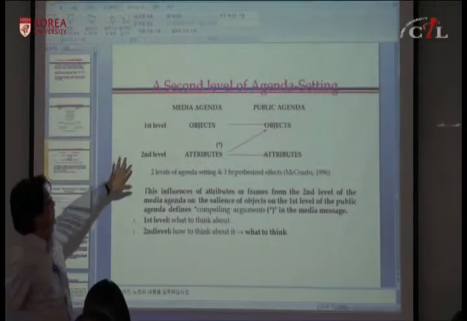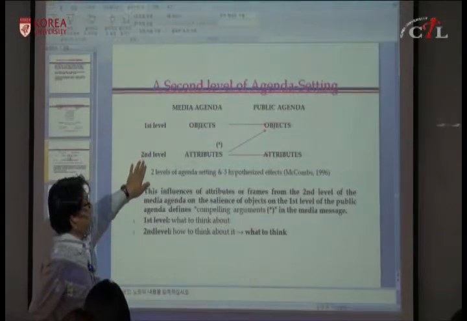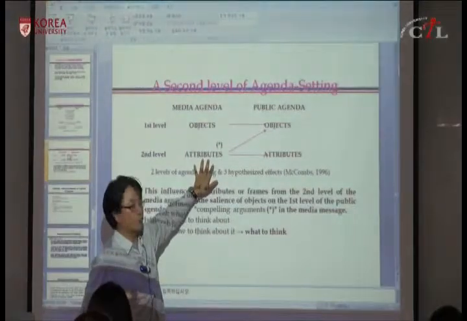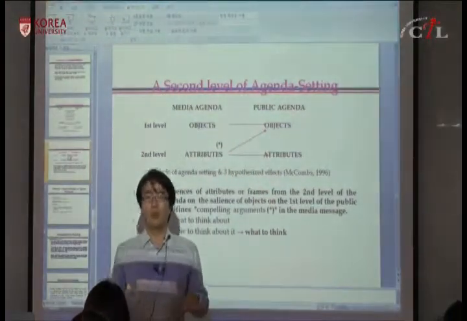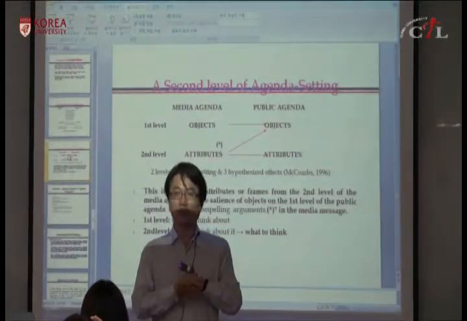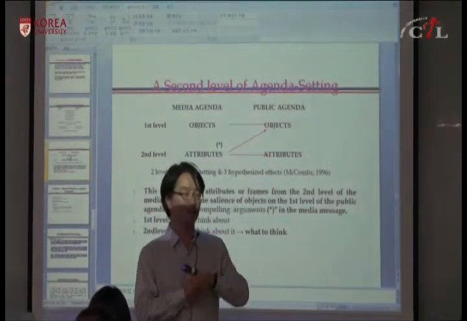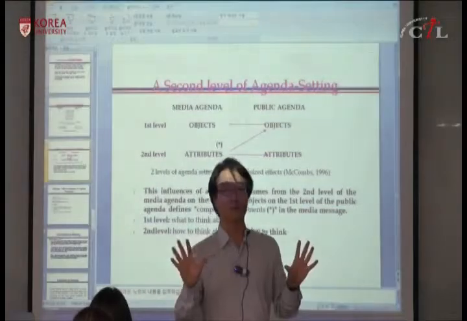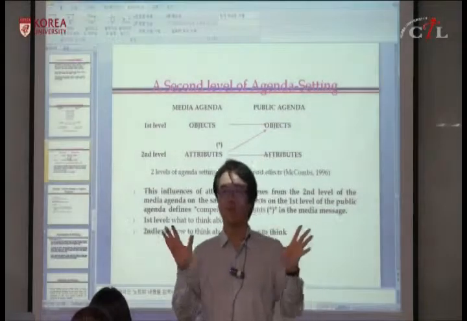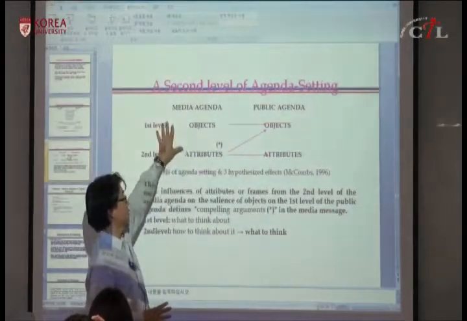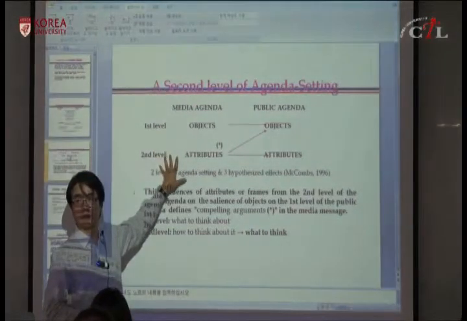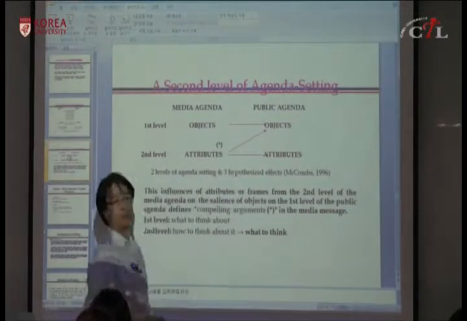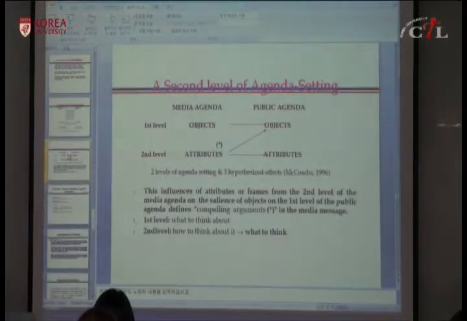These diagrams right here show first level agenda setting, with objects, and second level agenda setting, with attributes. Sometimes they work together, and we cannot divide them. This is the first level, this is the second level. Most of the time, the influence of the media on people's opinions works together simultaneously, sometimes the first level, sometimes the second level, working together in an active way. These diagrams show that.